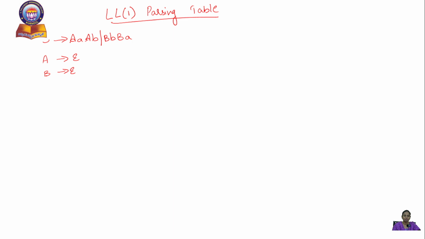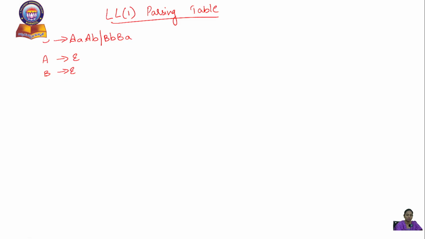As a procedure, first I have to check whether the grammar consists of left recursion or not. So here S is deriving some non-terminal A and some other non-terminal B. So it does not consist of any left recursion. The grammar is ready to apply the LL1 parsing table. So the first point is removal of left recursion. This grammar doesn't need left recursion removal.